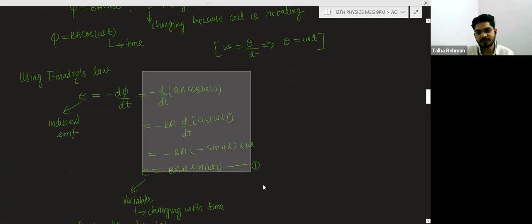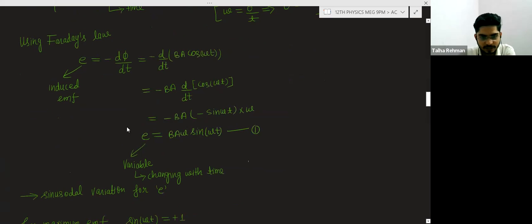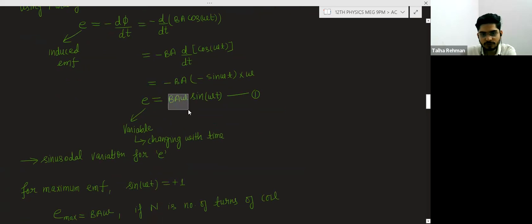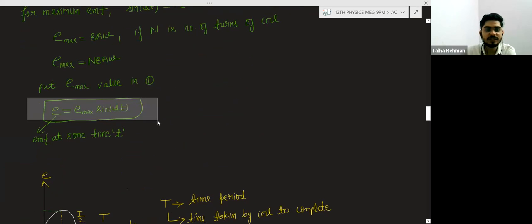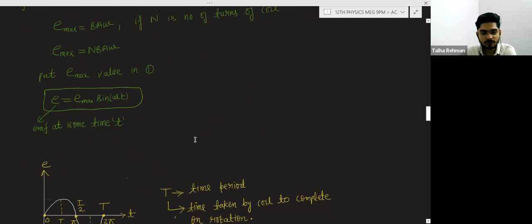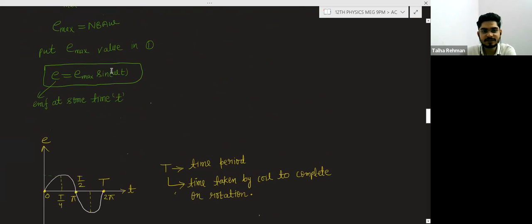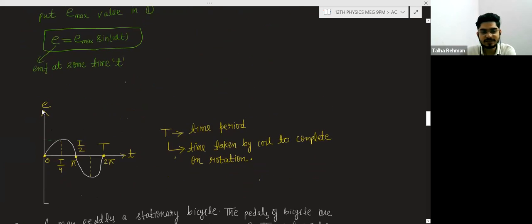When you do the differentiation of d phi by dt, finally you will get your alternating EMF. Why am I saying alternating? Because this EMF is changing with respect to time. This will be the maximum value when you put sine omega t equal to 1. So finally you will get the equation E is equal to E max sine omega t. This will be your instantaneous EMF at some time. Because this is in the sine form, the graph of sine is this.